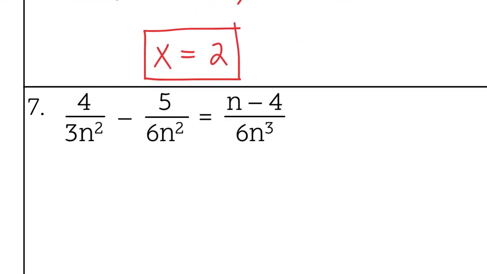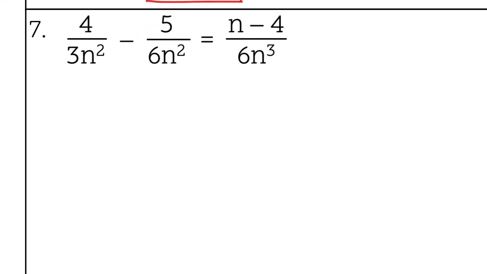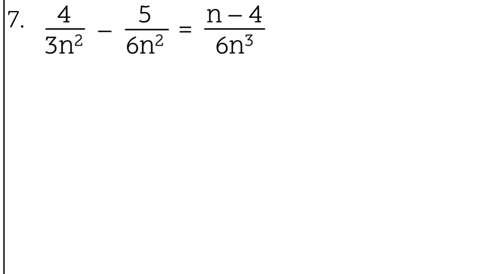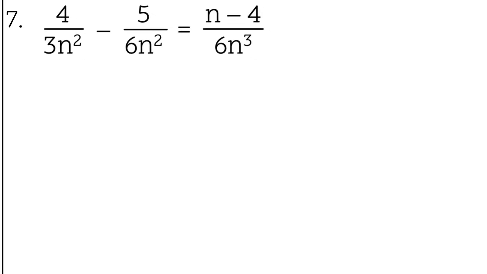Okay, and let me practice with another rational equation. So this one's going to be a little bit longer, but it's still the same process. So first thing is to find out what is the lowest common denominator here. So let's look at our coefficients of the denominators. I have 3, 6, and 6. So our least common multiple there would be the 6.